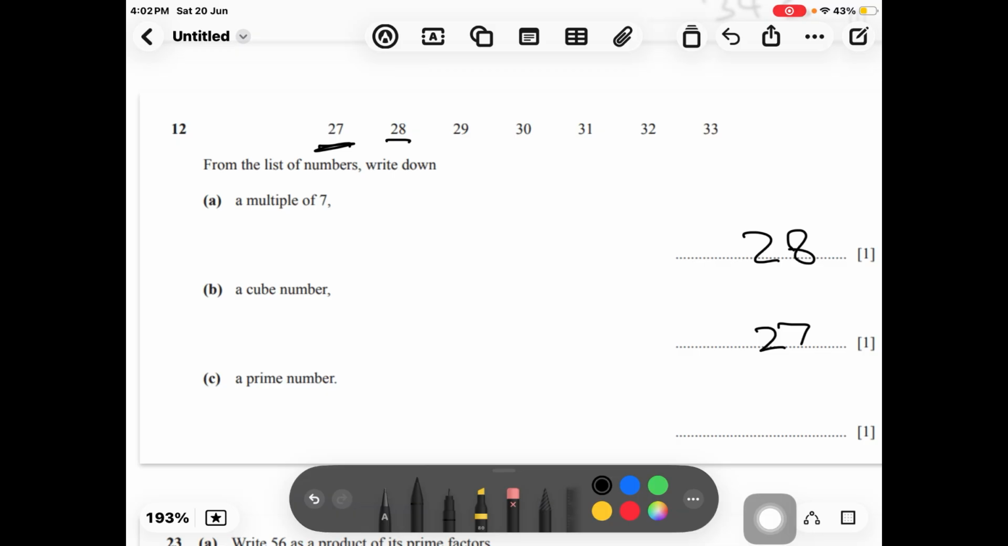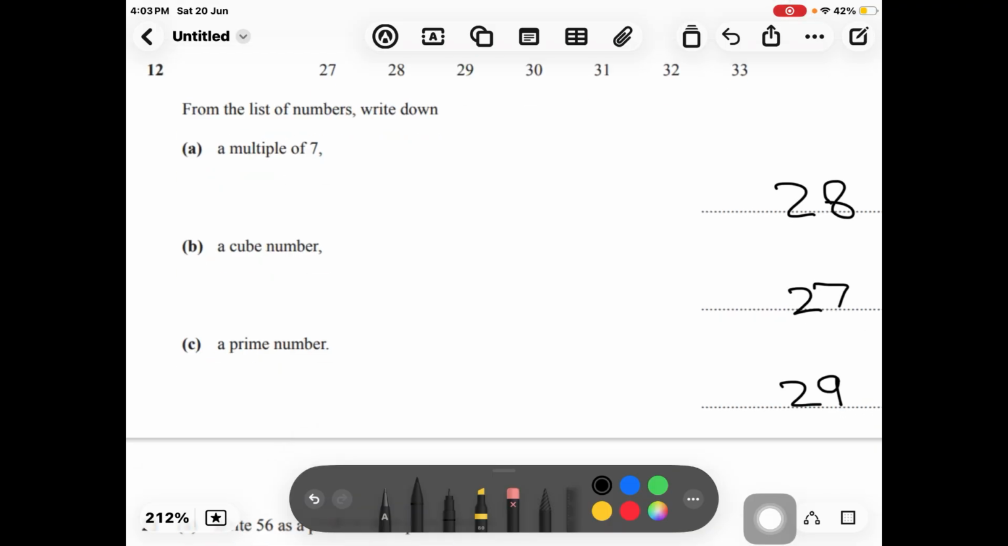A prime number is any number that has two factors, 1 and itself. Now 27 has 3 as a factor, and it has 9 as a factor, so it's not a prime number. 28 has 2 and 14, so it's not a prime number. 29 can only be multiplied by 1 and itself. So 29 is our prime number. We can now go to the next question.